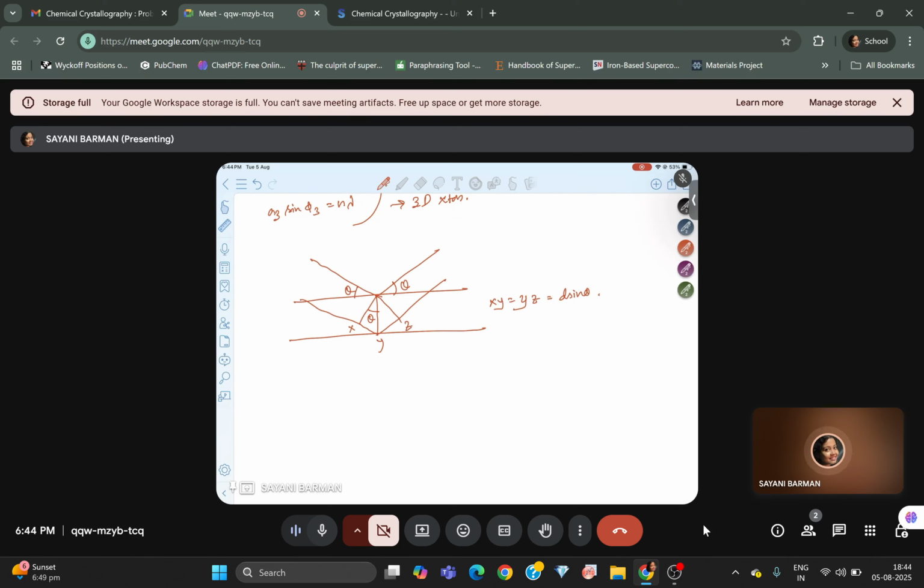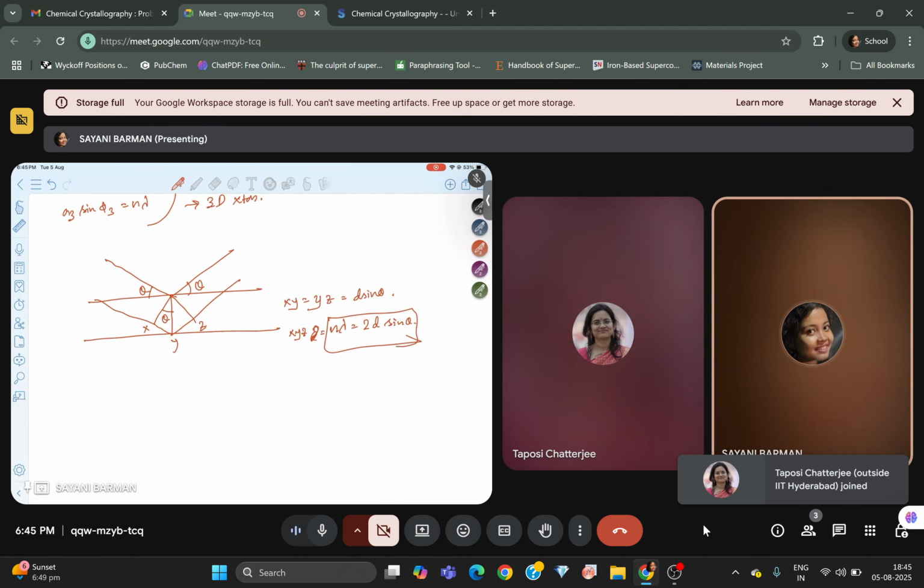That's what Bragg's law gives you as the equation: n lambda equals 2d sin theta. Now XYZ will be the n lambda. This is equal to XYZ. So this is Bragg's law basically.